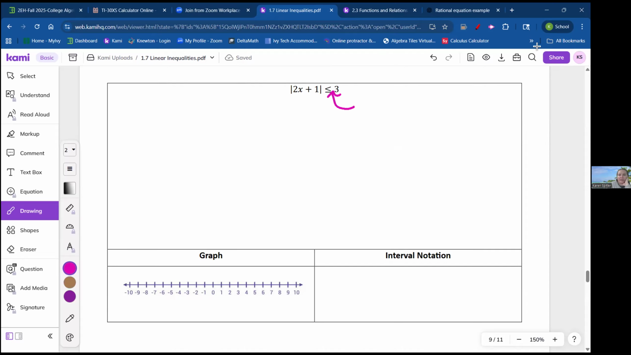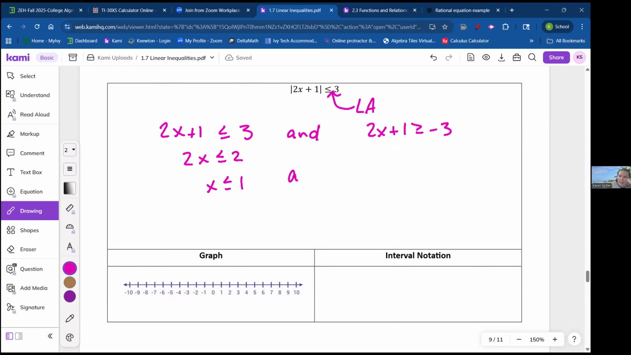Okay, again, this is a less than, this is an LA. So you have 2x plus 1 is less than or equal to 3, and 2x plus 1 is greater than or equal to negative 3. Keep the flipping opposite. So you have 2x is less than or equal to 2, x is, excuse me, less than or equal to 1, and 2x is greater than or equal to negative 4, and x is greater than or equal to negative 2.